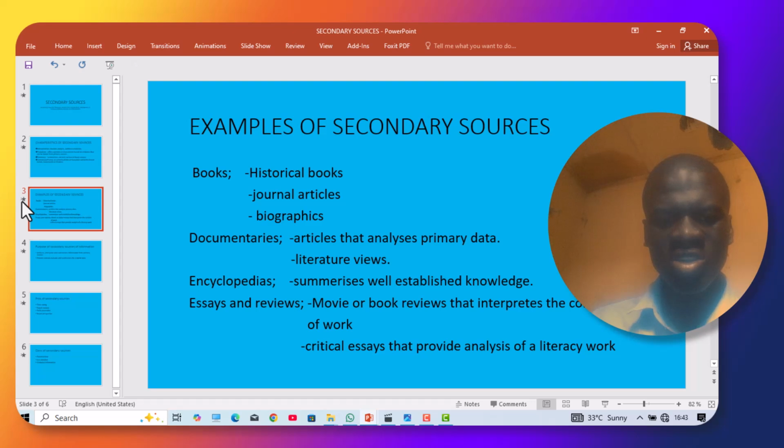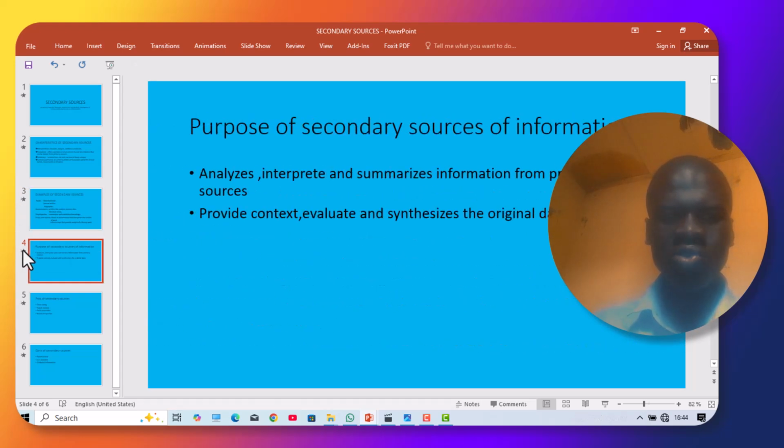Then essays and reviews. For example, movie and book reviews, and even a pamphlet, where they interpret and summarize everything. Then under essays and reviews, we have critical essays that provide analysis of literary work. So all these are examples of secondary sources. Let's come back to the purpose of secondary sources.